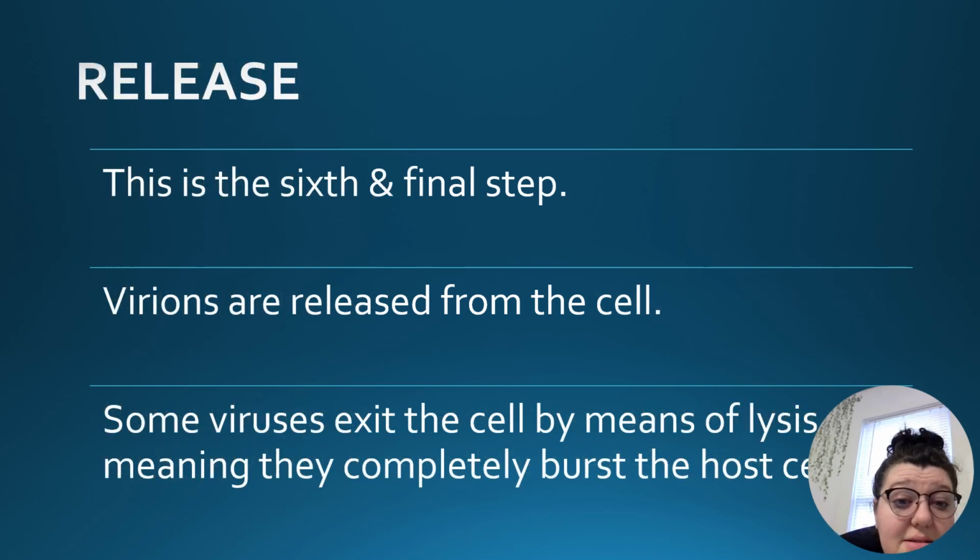And for our 6th and final step, we have release. And this does exactly what it says. The virions are released from the cell. So this is where they can go out and start replication and cause disease. And some viruses actually exit the cell by means of lysis, meaning they completely burst the host cell. Now this just completely destroys the cell. There's no coming back from lysis.